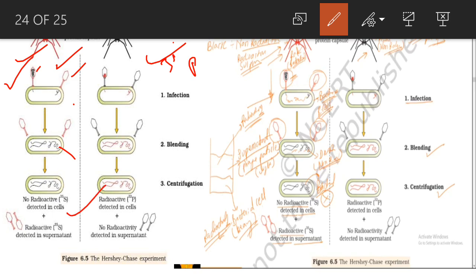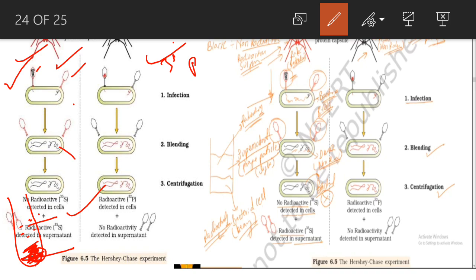Now after centrifugation, if you see the lower portion, that is the bacterial part, no radioactivity is detected in the cells. The radioactive substance of the phage is present only in the supernatant. So the supernatant contains the sulfur part, which is the radioactive part. So no radioactivity is detected in the cells, only in the supernatant.